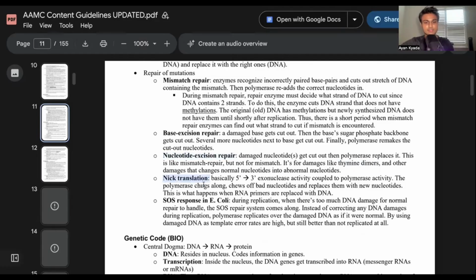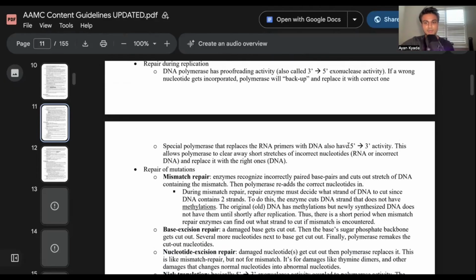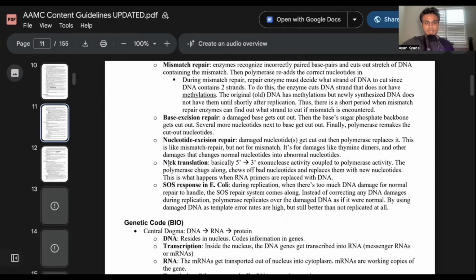And these next 2 concepts are pretty low yield. I don't think I've seen any of them across the 5,000 practice questions I did, but we can go over them regardless in case it shows up in a passage, just so you know the basics. So Nick translation is essentially the name for replacing RNA primers with DNA. So earlier we talked about 5' to 3' exonuclease activity. That's also referred to as Nick translation, in which you replace the RNA primers with DNA.